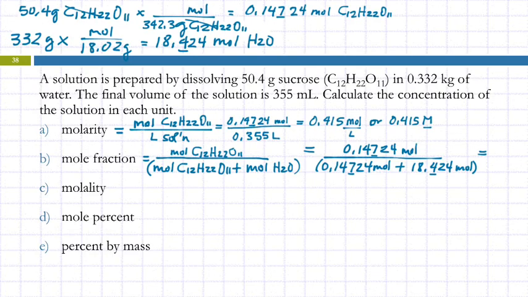And then we calculate this, being careful to not miscommunicate with the calculator. So 0.14724 divided by, and then open parentheses, 0.14724 plus 18.424, close the parentheses, equals, not enough room, put it up here, 0.00793. What's the unit on that? No unit. Moles divided by moles, it's unitless.